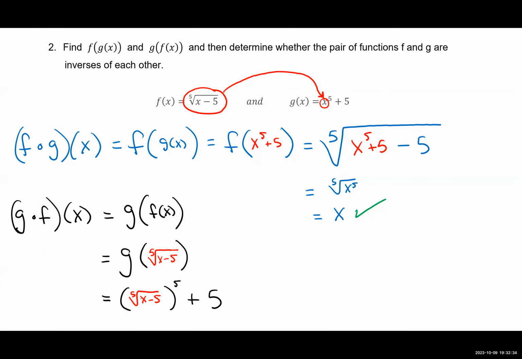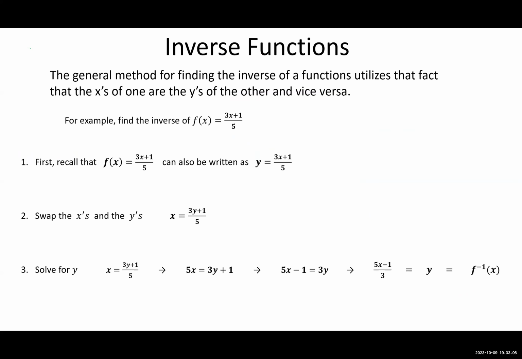And pretty quickly we see the fifth power and the fifth root cancel. So we get x minus 5 plus 5, which equals x. So that's another green check. We get x both ways. So the final answer for this problem is the word yes. Yes, they are inverses of each other. Okay, so this is a way to test if two functions are inverses.